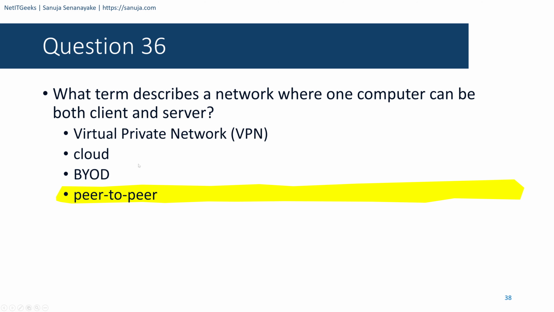What that's going to do is make your computer not only a client, but also the server when it is handing out those BitTorrent bits to the outside, and then when it is downloading those bits, it becomes the client. So peer-to-peer is the answer for question number 36. Again, you might get another answer here saying client server. That is not the right answer here either.